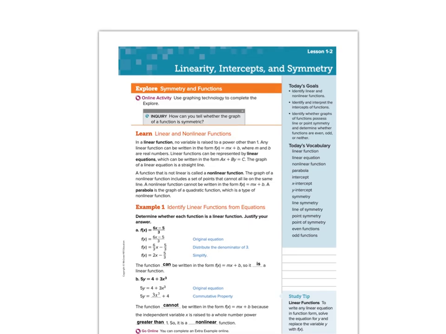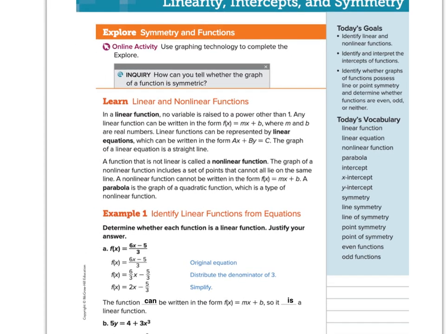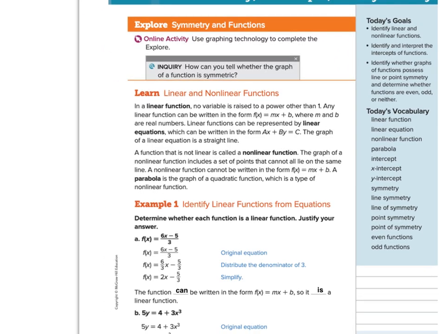And then talk about linearity, intercepts, and symmetry. Okay, so linear functions. No variable is raised to a power other than 1. Some of the big, and it says here the linear functions mx plus b, that is that slope-intercept form. You have your standard form of a linear equation. Basically y equals x is the most basic linear function we have, or linear equation.